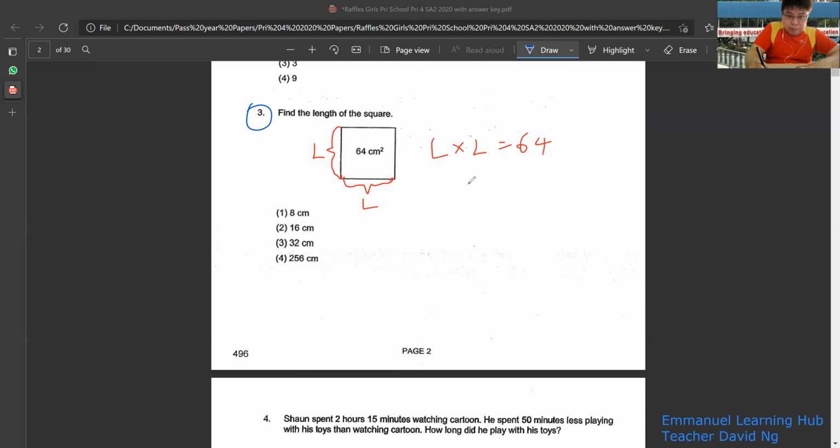Well, what do you think L is? 64 cm square? No, L is not 64 cm square. L square equals 64. So L equals to? 64 divided by 2? No. L is not 64 divided by 2. L is?